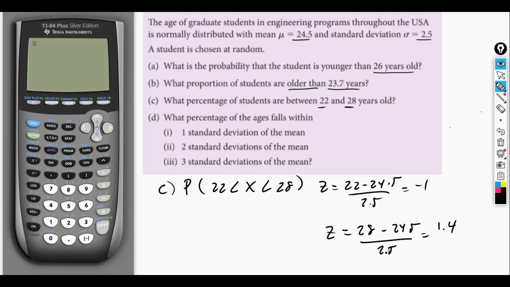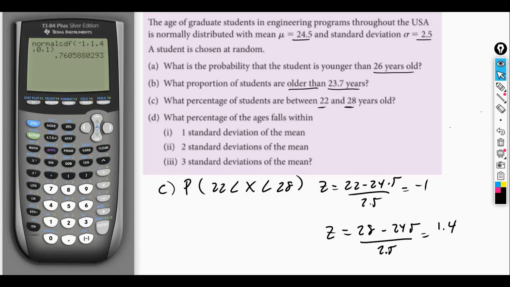So again, let's go to the calculator, and we go to second vars, the normal cumulative distribution function, and in this case, the lower limit is -1. Separate this with a comma from the upper bound, which is 1.4. Again, the mean is 0. Standard deviation is 1. Hit enter, and there we are.